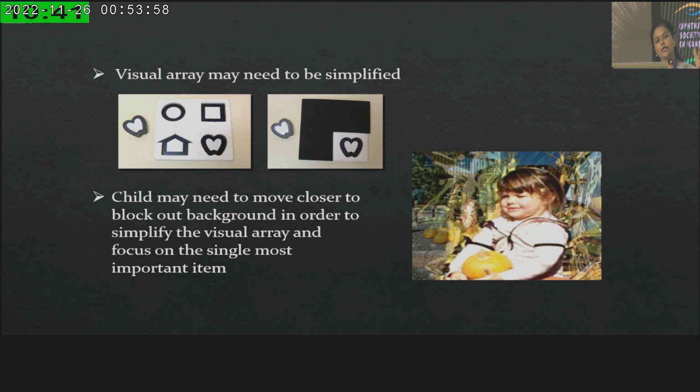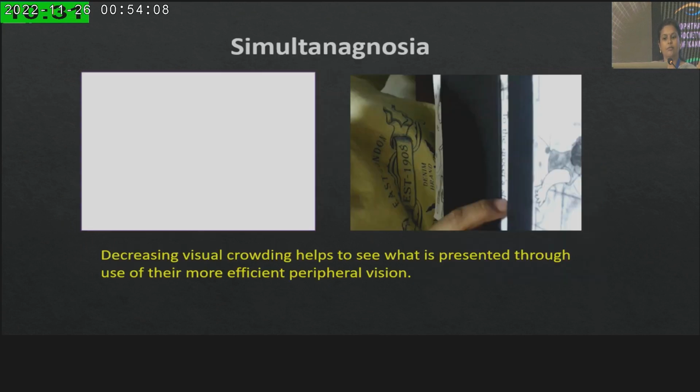Sometimes they adopt large face turns so that the central visual acuity is blocked out, and peripherally they will see only that limited visual stimuli. So these may be coping mechanisms to simultanagnosia. If they work, it's better to leave the child.